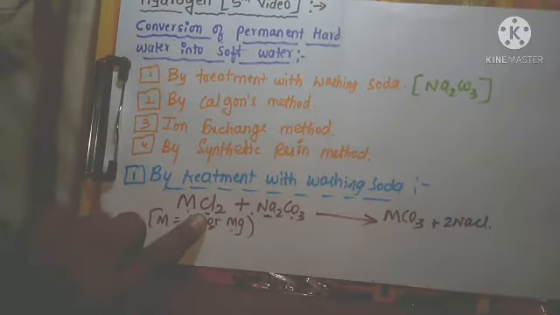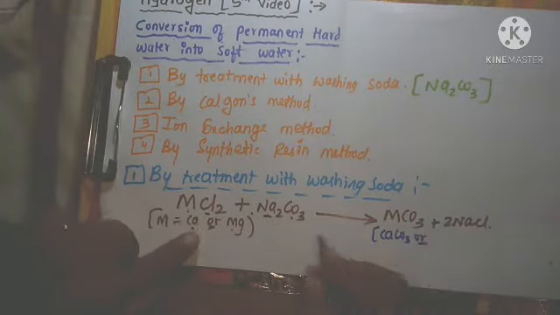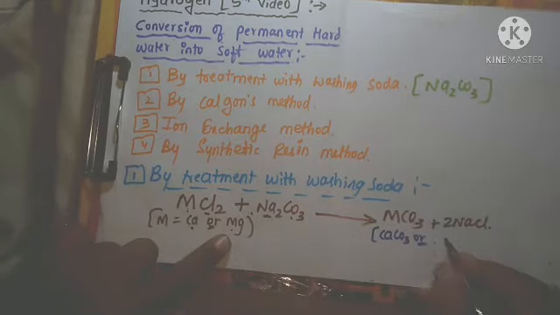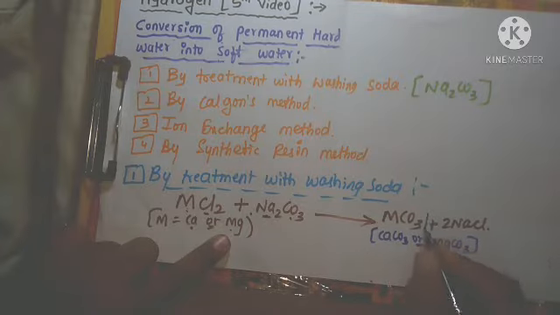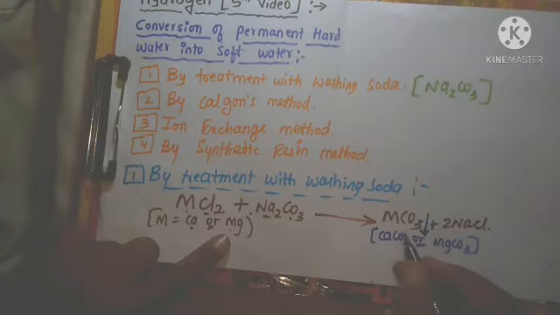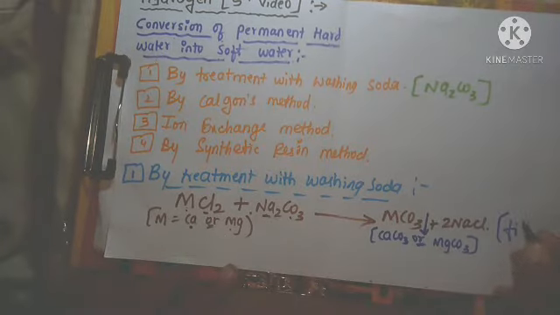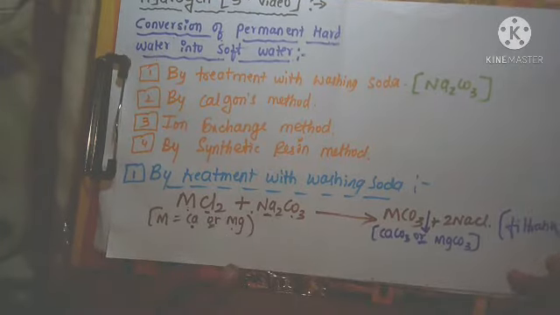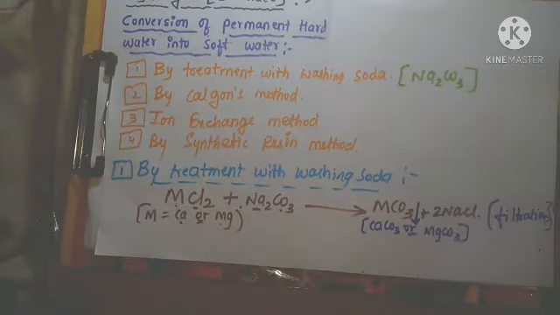Now this MCO3 means, if M is Ca, then it will be CaCO3. Or if M is magnesium, the formula is MgCO3. I told already, calcium carbonate and magnesium carbonate are insoluble in water, which means they settle down in the water. These can be removed by simple filtration, and you will get the soft water. Now you read out.